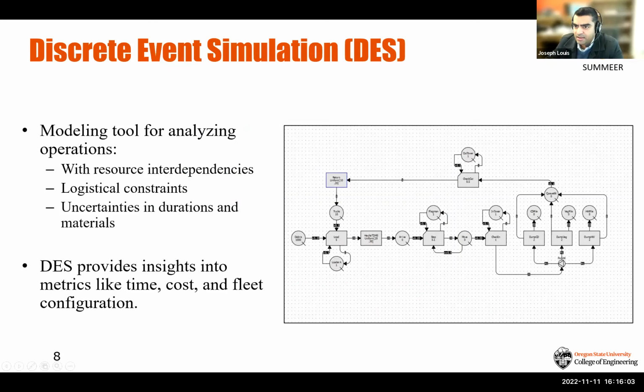I don't know if any of you have heard about this in the past, but essentially it is a modeling tool for analyzing operations. And operations and processes are kind of used interchangeably. But essentially what you do is you create a workflow or a flowchart of the process. You specify what resources are there and what logistical constraints there are, and it'll analyze those operations for you, as we'll see. So discrete event simulation is particularly good when you have a lot of resource interdependencies.